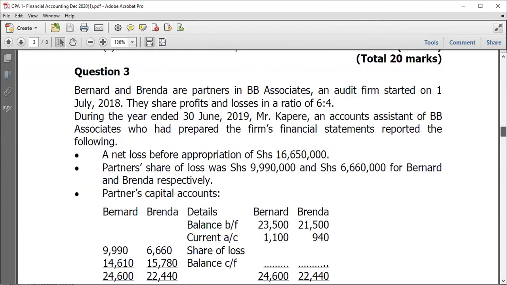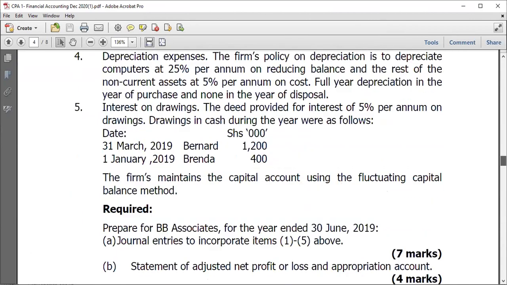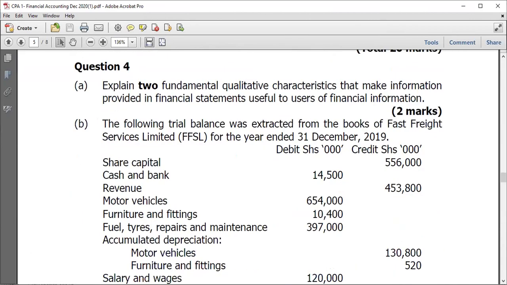Okay, we have a question. Is it question 3? It's question 4. This is what they're asking us: 2 fundamental qualitative characteristics that make information provided in financial statements useful. 2 marks. This one you should be able to earn the 2 marks. You know the fundamental qualitative characteristics.